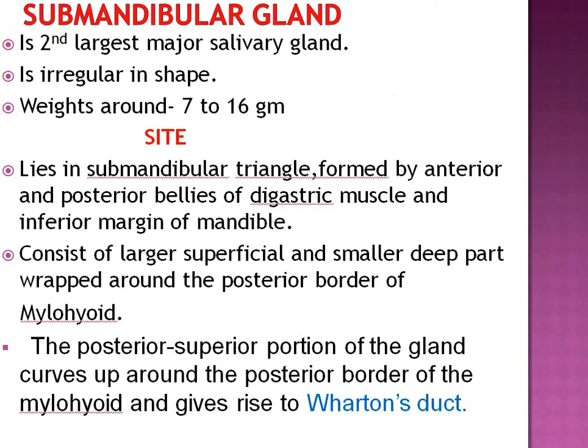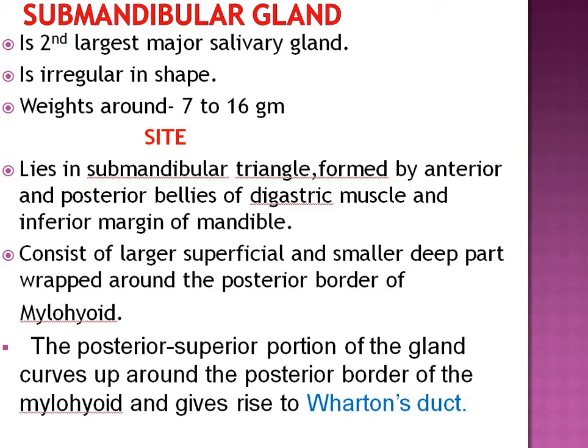Now let us talk about the submandibular gland. It is the second largest major salivary gland. It is irregular in shape and weighs about 7 to 16 grams. It lies in the submandibular triangle, formed by the anterior and the posterior belly of the digastric muscle and the inferior margin of the mandible.